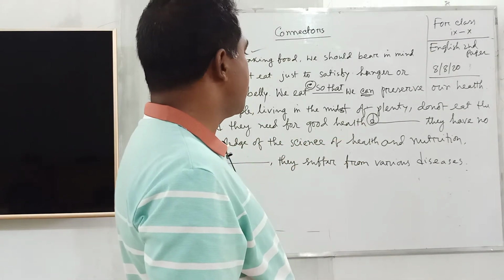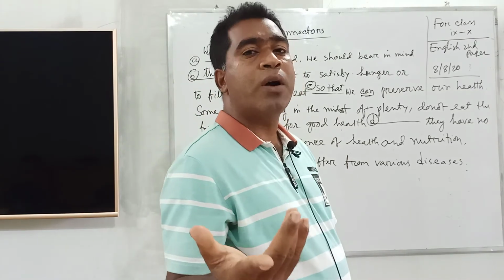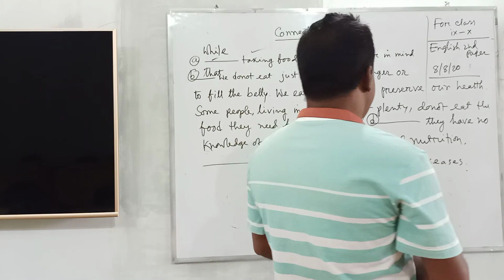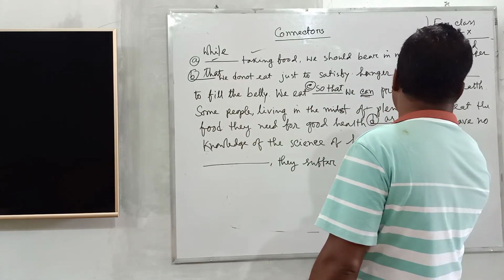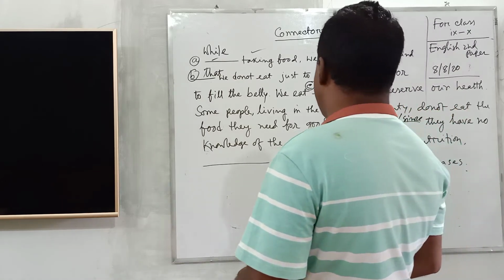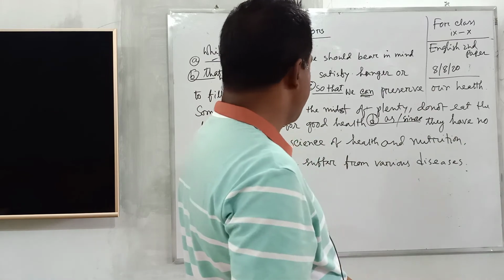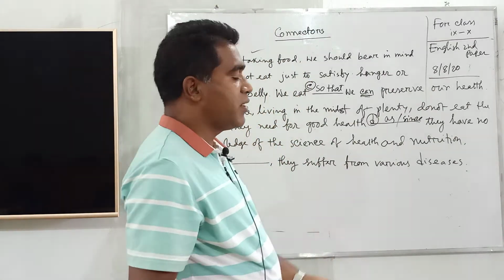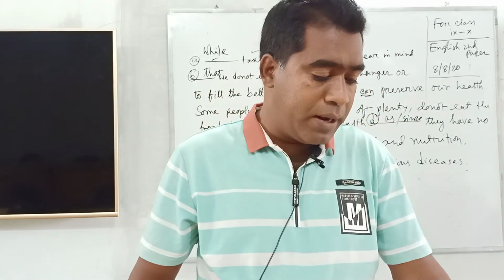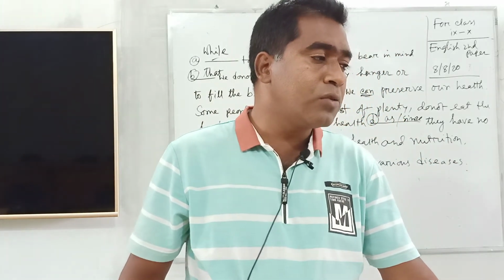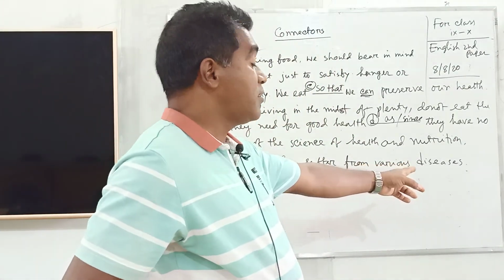Dash, they have no knowledge of the science of health and nutrition. Dash. What will be the answer here? Since or as, you can use here: since they have no knowledge of the science of health and nutrition, that they suffer from various diseases. Here is the sentence that can help you to fill up or to show the full meaning of the passage. That they suffer from various diseases.